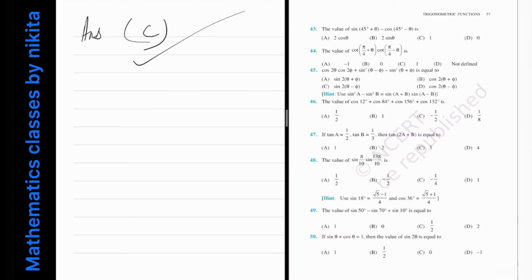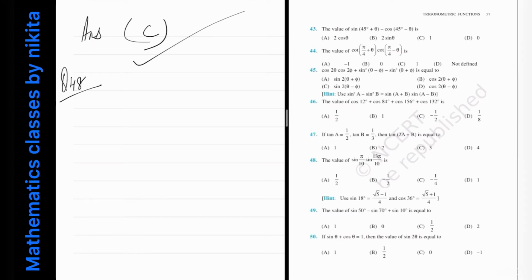So those students who are preparing for the entrance examinations should remember the values for this 18 degrees and 36 degrees also, but the students who are just preparing for the CBSE boards need not, because CBSE boards के अंदर आपका इतना नहीं पूछा जाता. So let's do question number 48.